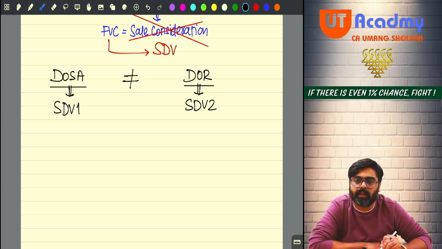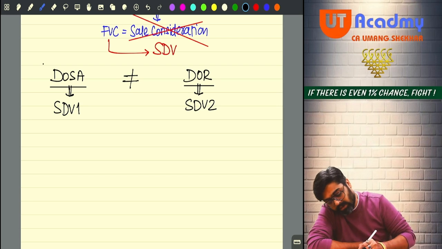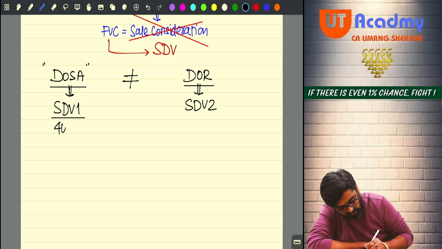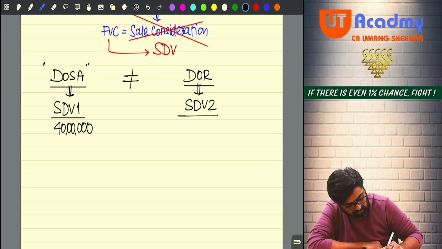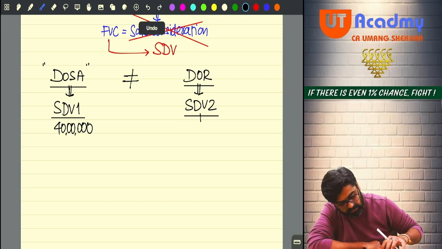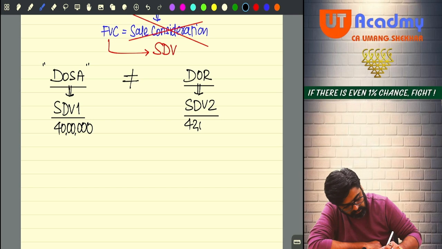Even the stamp valuation authorities, the registrar, they also update the stamp duty values over a period of time. Yes or no? Considering the market value of the property, considering the demand supply forces and all, they update their stamp duty value frequently. Now what happened? There is a date of sale agreement. On that date the stamp duty value was 40 lakhs. And on this date the stamp duty value was increased and it was 42 lakhs.